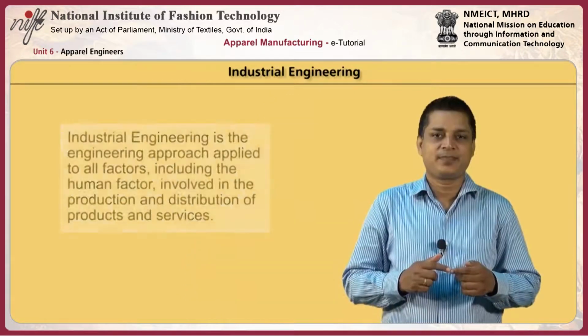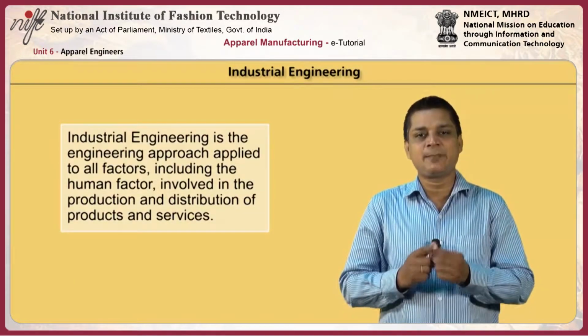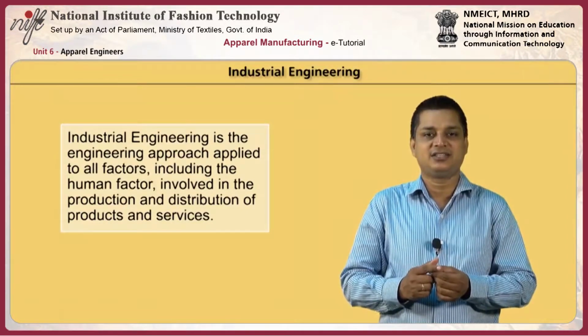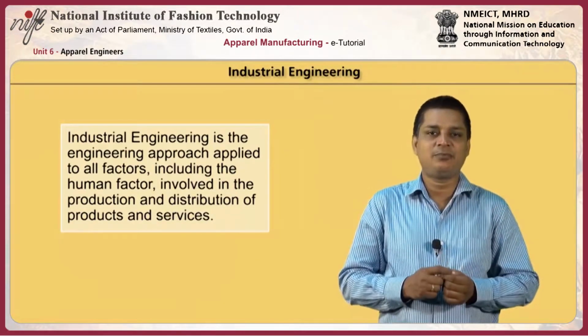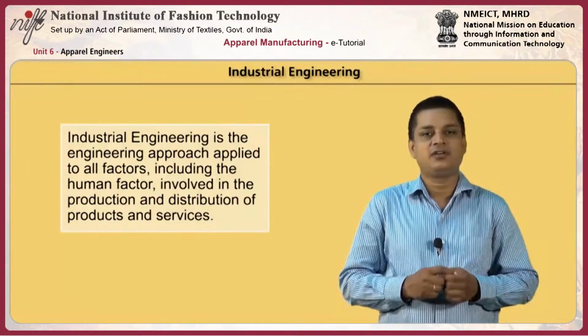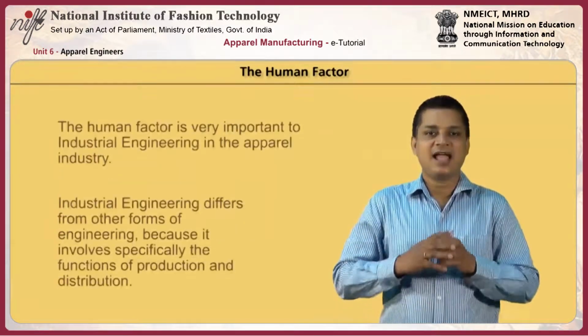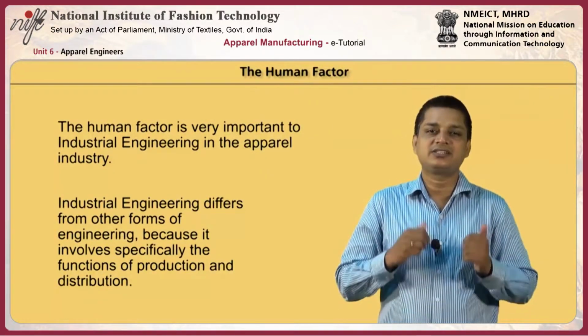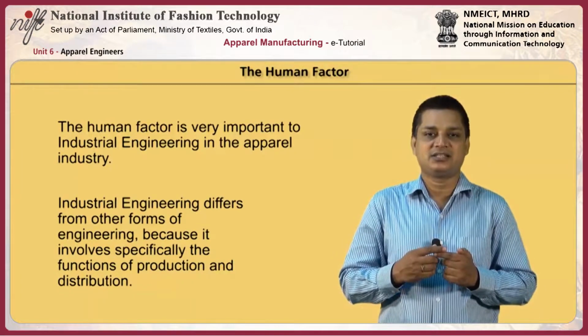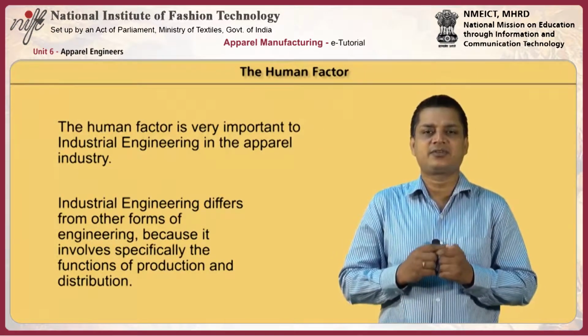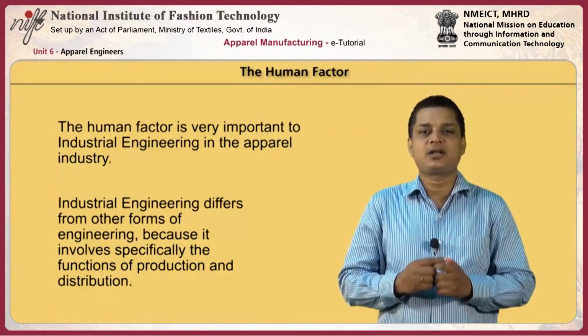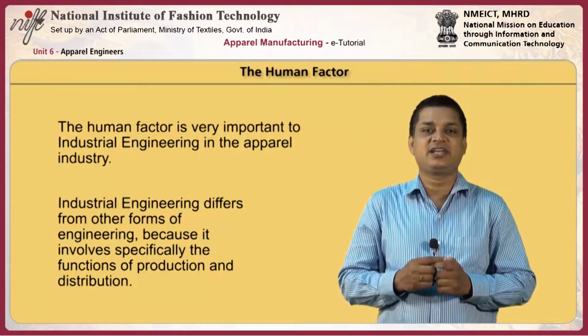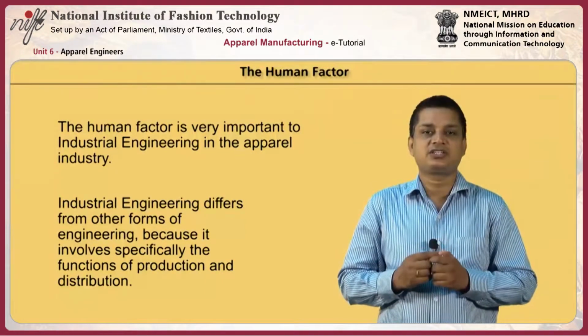Now, let's go one step further and define industrial engineering. Industrial engineering is the engineering approach applied to all factors, including the human factor, involved in production and distribution of products and services. As we will see, a reference to the human factor is very important to industrial engineering in the apparel industry. Industrial engineering differs from other forms of engineering because it involves specifically the functions of production and distribution.